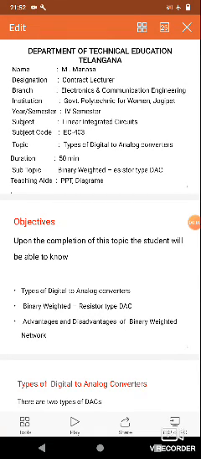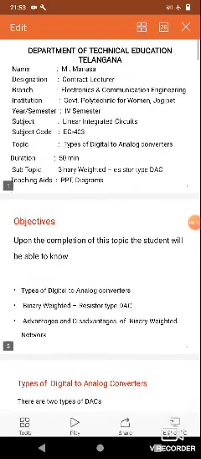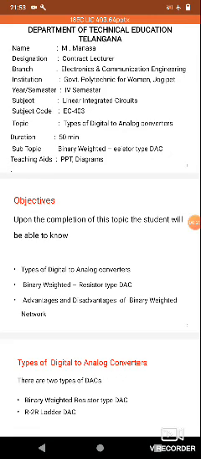Good morning, everyone. Today's topic is the binary weighted resistor type digital to analog converter. This is one of the important methods for conversion from digital to analog signals. Before starting today's topic, we have already completed analog signals and digital signals.